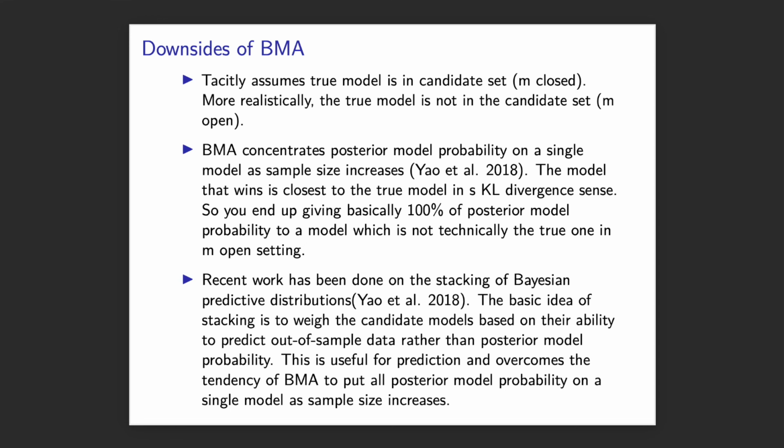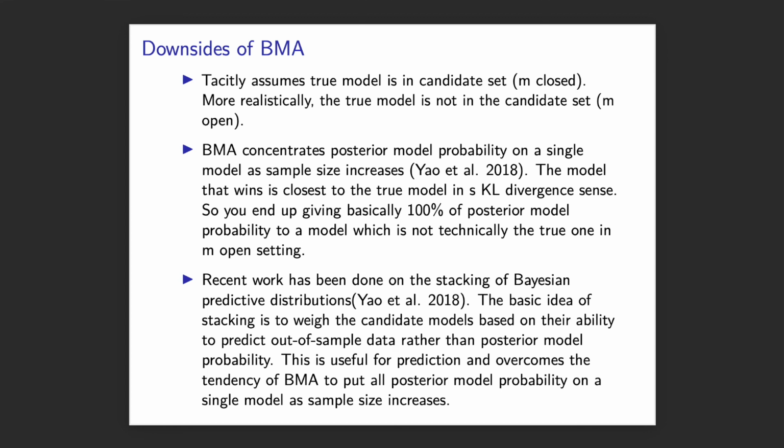And if you do something like that, then it tends to be even better for out-of-sample prediction. And it tends to not concentrate all of the probability on a single model the same way BMA does. So that paper is worth a look. If you're in a situation where you've got so much data that Bayesian model averaging is only picking a single model, you might consider stacking as an alternative.